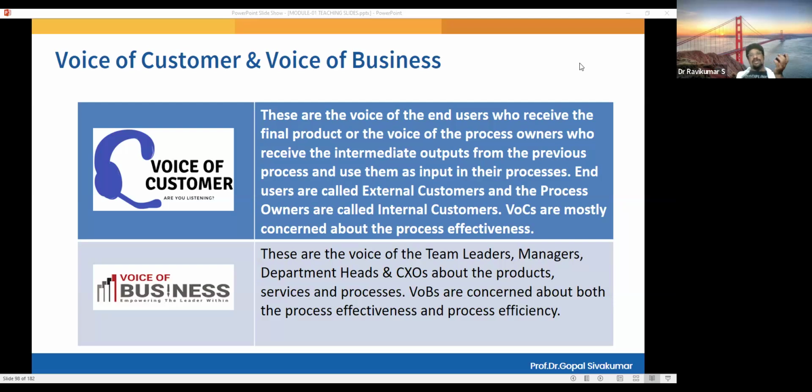Why is VOC concerned with process effectiveness alone? Because the customer is least bothered about how many resources you use to manufacture or provide that service. He is least bothered about how much money you use for generating or providing that service or product. But in the case of VOB, the voice of the business, we have a concern about both the money as well as the effectiveness, that is, the customer satisfaction. So VOB is connected with both efficiency as well as organizational effectiveness.